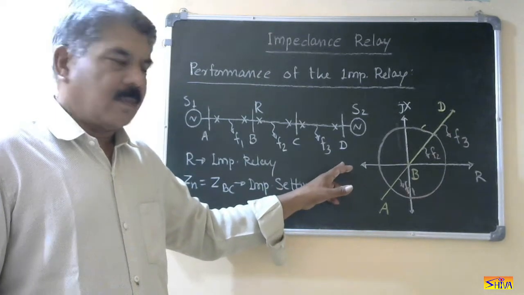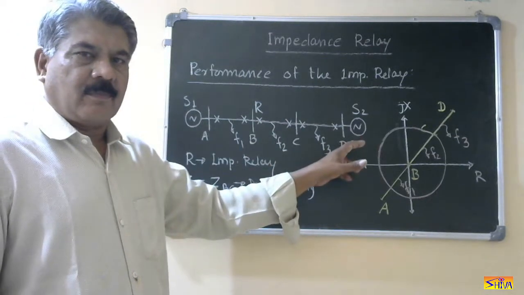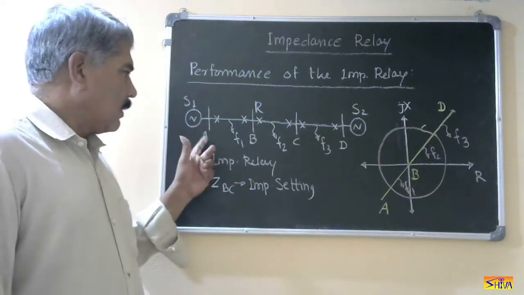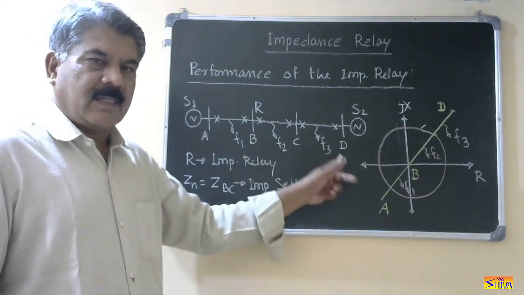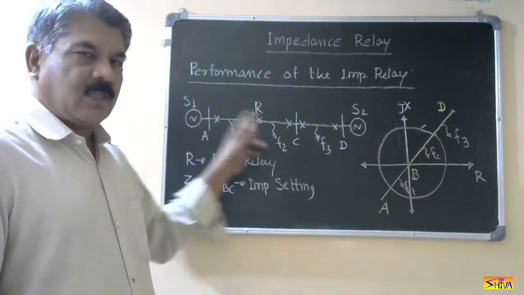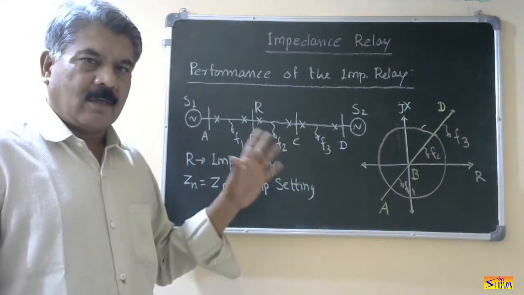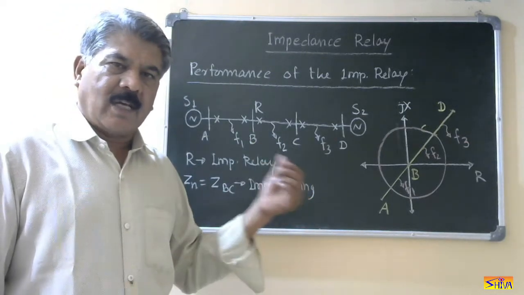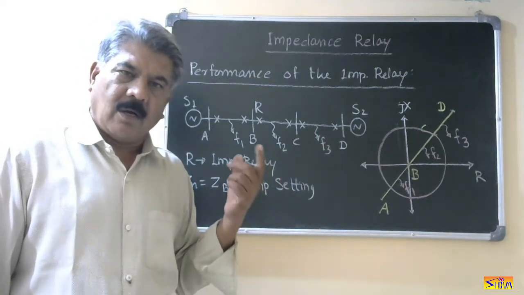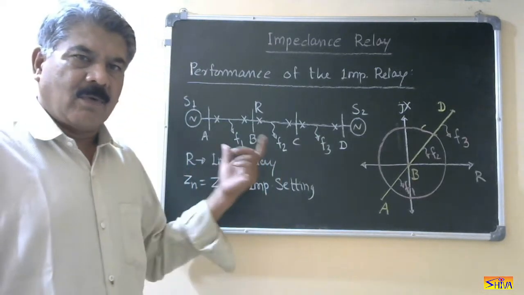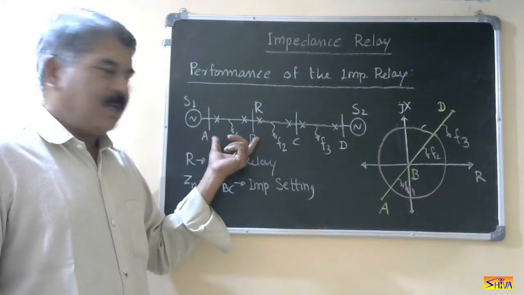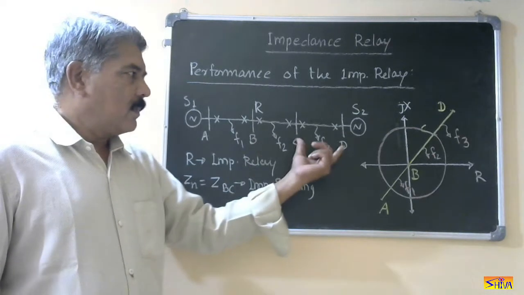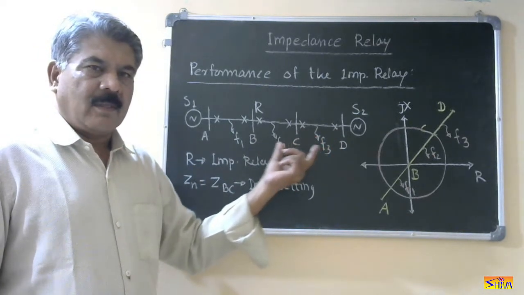In this system, I have shown two sources at both the ends. Then I have shown three line sections, AB, BC, and CD. I have denoted these sources by S1, S2. Two sources on both the sides, three line sections. Now here sources are at both the sides. Therefore, for all the sections, we require two relays, one at both the ends. So for section AB, these are the relays. Section BC, these are the relays. Section CD, these are the relays.